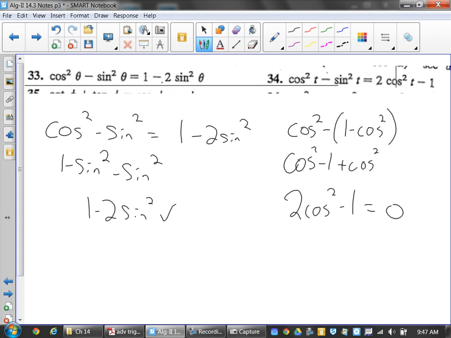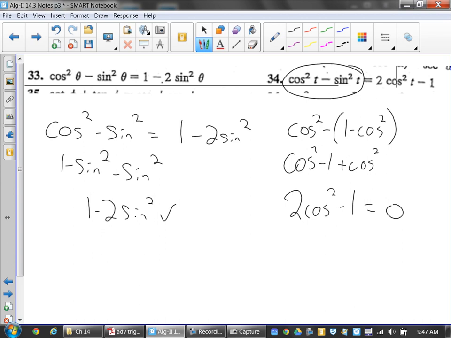Sounds good. So this is the type of thing in section 14.4 that you can set equal to 0 and solve by using trig identities to get you your values. It's a hoot.